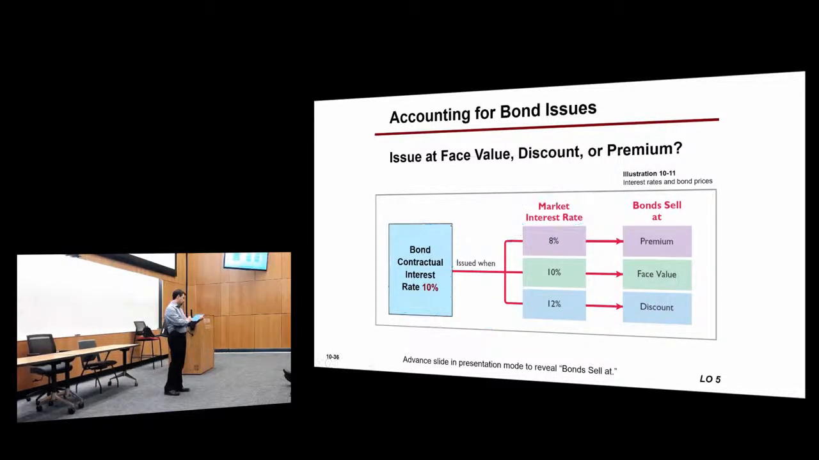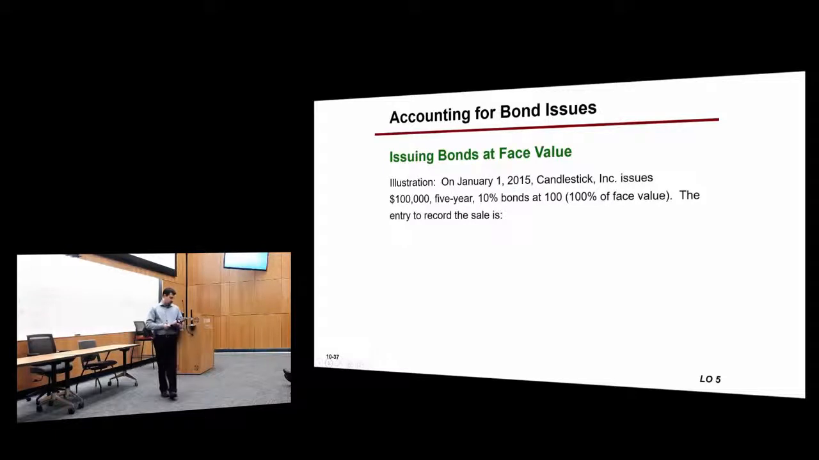So let's see how the companies would account for that. On January 1st, 2015, Candlestick Inc. issues 100,000 5-year 10% bonds at 100. So this is 100% of face value. How do you make the journal entry? What does the company do when they issue bonds? Cash. They get cash. How much? 100,000. Cash will always be the amount that the company will be selling them at.